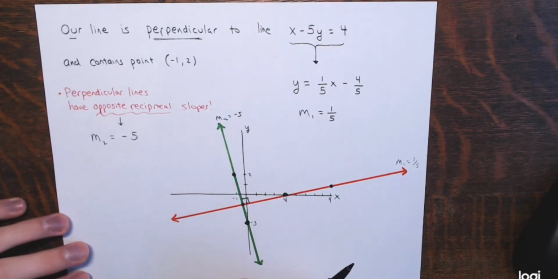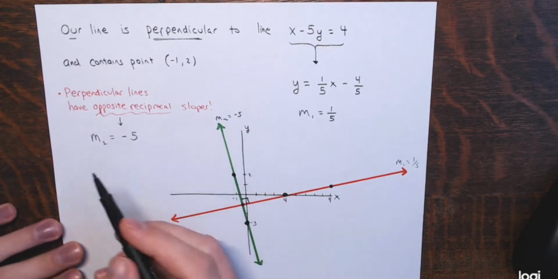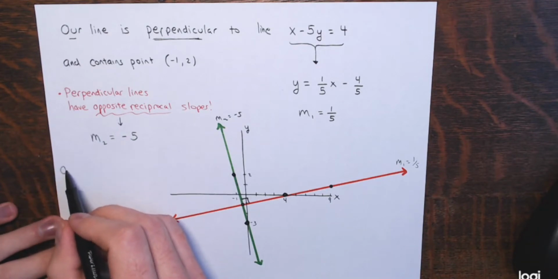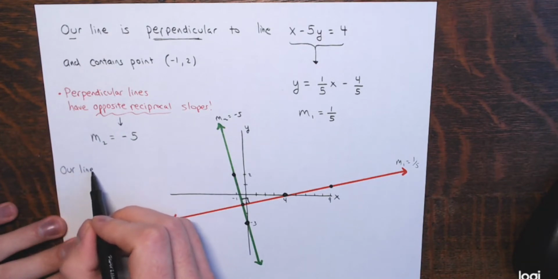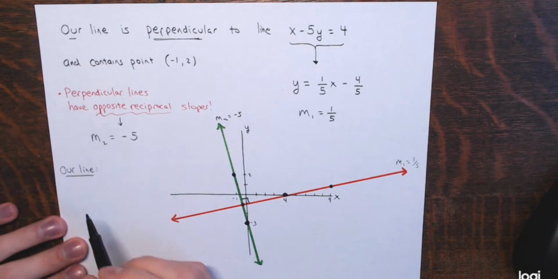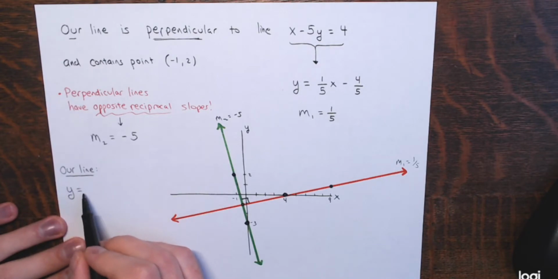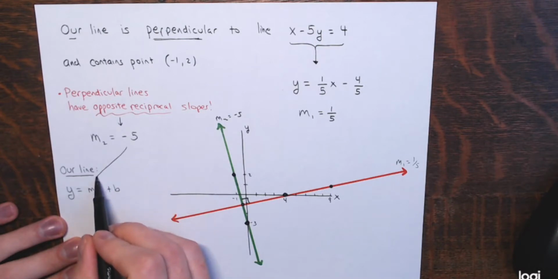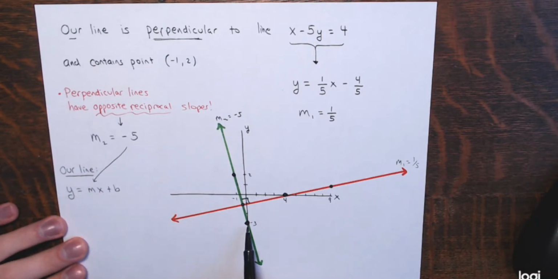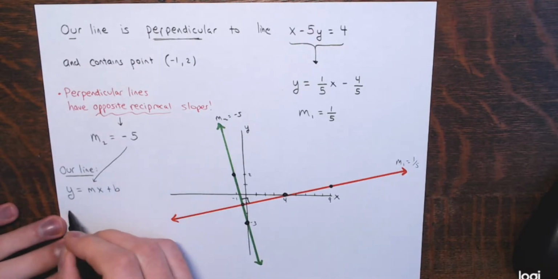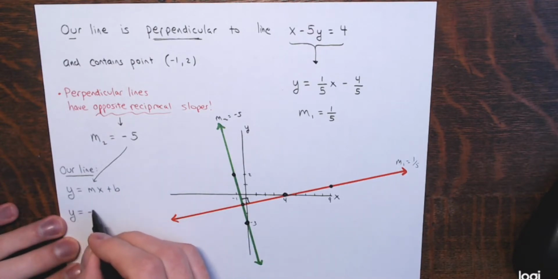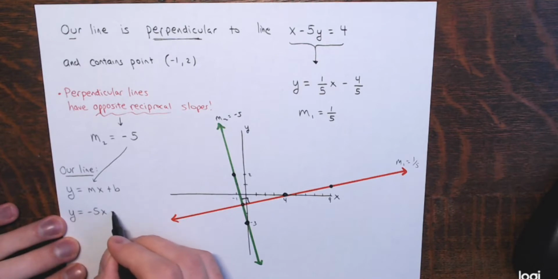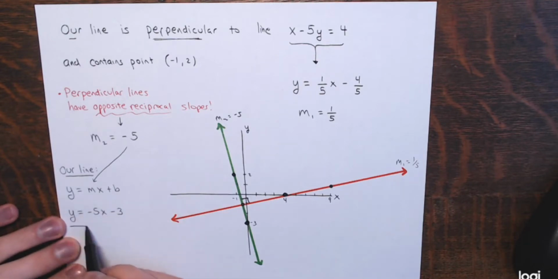You should know how to write equations of lines. All right, so our line has the following equation: y equals mx plus b, where the slope is -5, and I can see from my picture that the y-intercept is -3. So y equals -5 times x minus 3. And there we go. That's what they want.